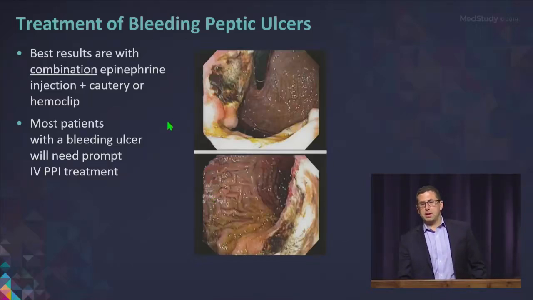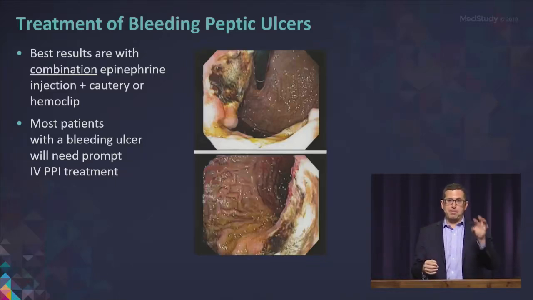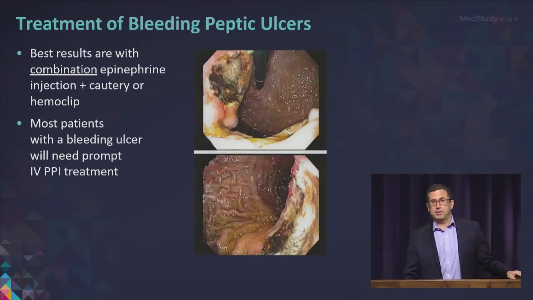So treatment, endoscopic treatment, it's important people know a little bit about this. The key here is that the best results are with combination therapy. Generally, we inject epinephrine into the ulcer base, and after that, we either use a cautery probe to ablate a visible vessel, or we clip the ulcer closed. But the key is combination. So it's epinephrine plus cautery or clip. And also, you want to put the patient on IV PPI because that'll cause clot stabilization, and that could be very beneficial.